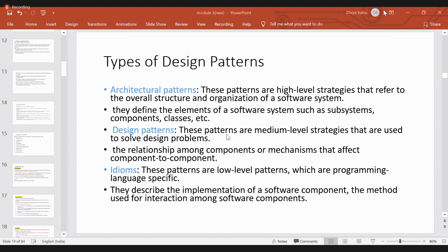Coming to design patterns, that is the second level strategy, meaning medium level, where we are explaining component to component relationships. And when it comes to idioms, we are coming to what is inside one module: what the functions are and how they are related to each other. So more details are there in idioms.